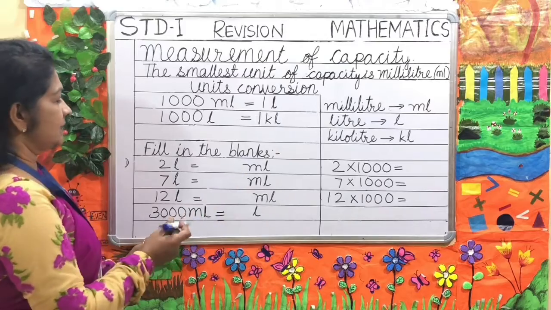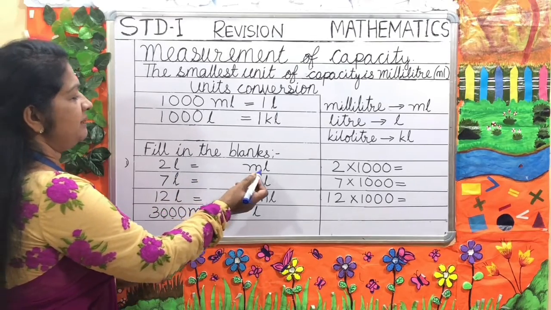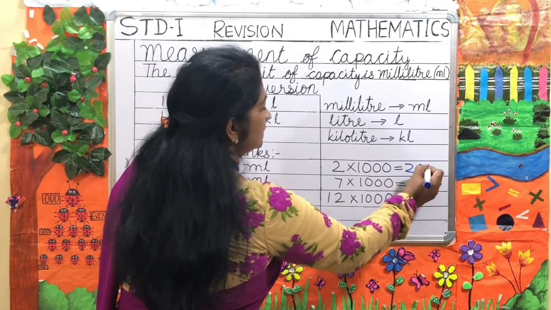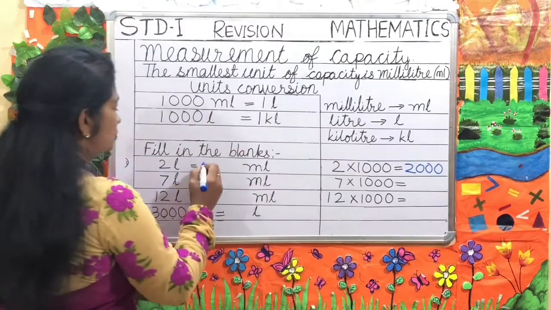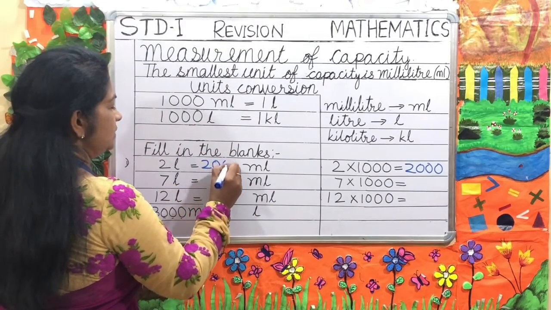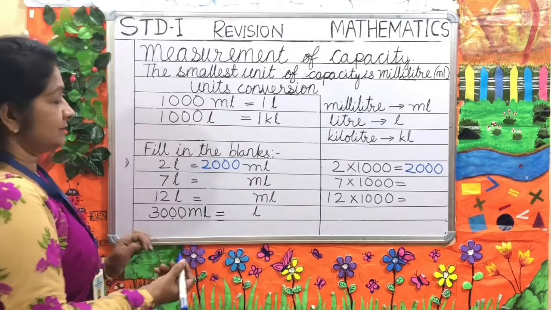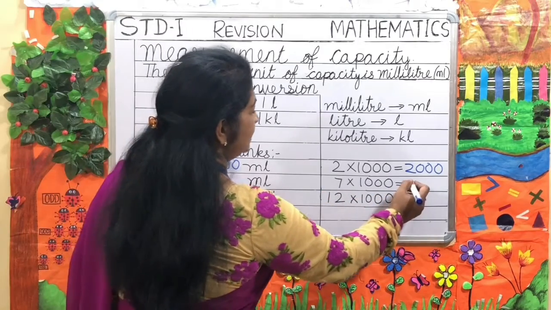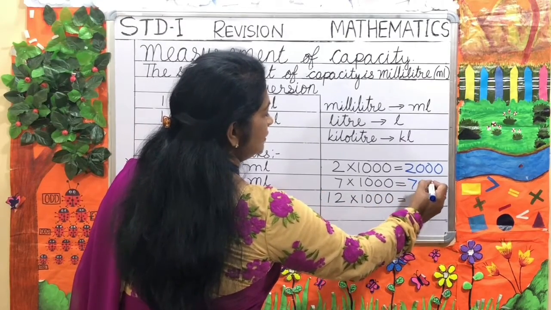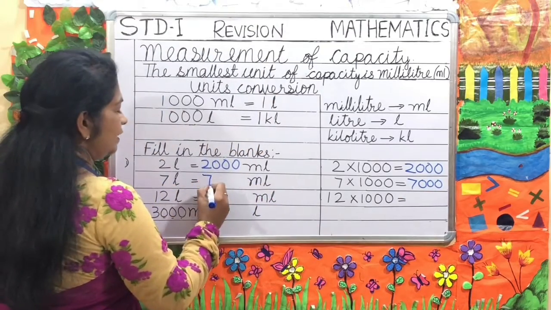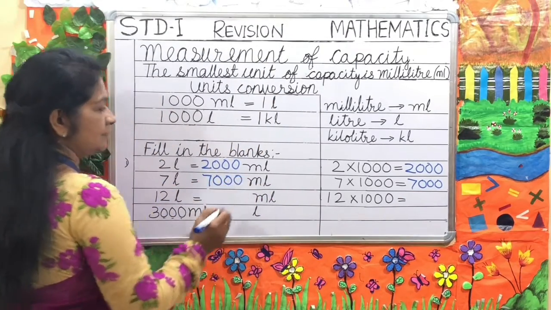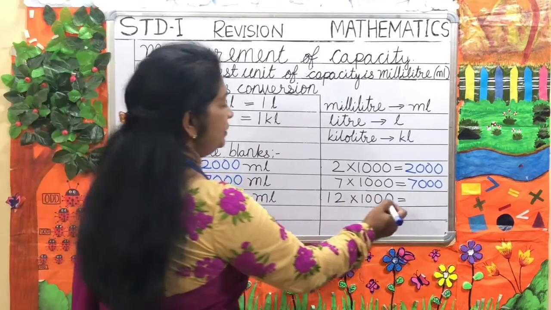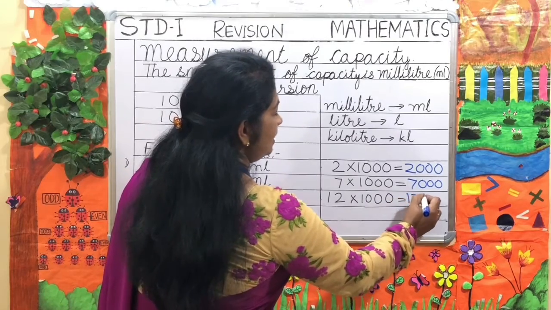Fill in the blanks. 2 liter is equal to dash milliliter. So 2 into 1000, it will be 2000. 2 liter is equal to 2000 milliliter. Now 7 liter is equal to 7 into 1000, so 7,000 milliliter. Next, 12 liter is equal to dash milliliter. 12 into 1000, so 12,000.